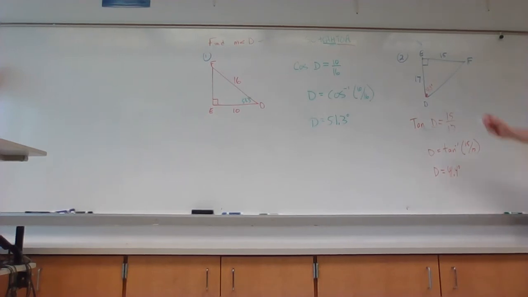Now, how do you find the other angle? Okay, yeah, you could just add them up and they all have to add up to 180. Or we could do the same thing. Tangent of F equals 17 over 15. And now in our calculator, we would hit inverse tangent of 17 over 15.